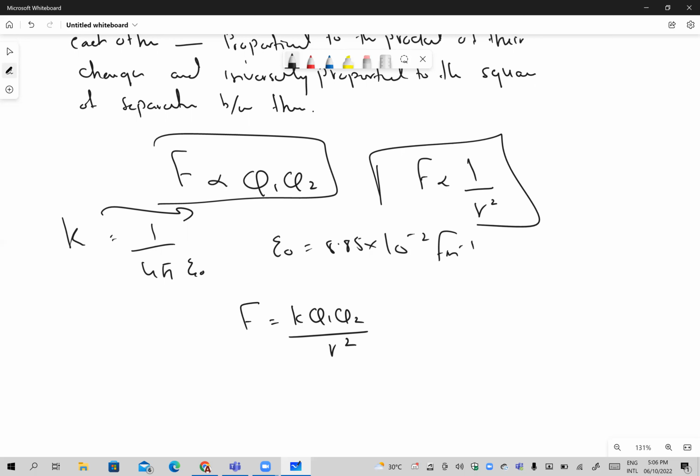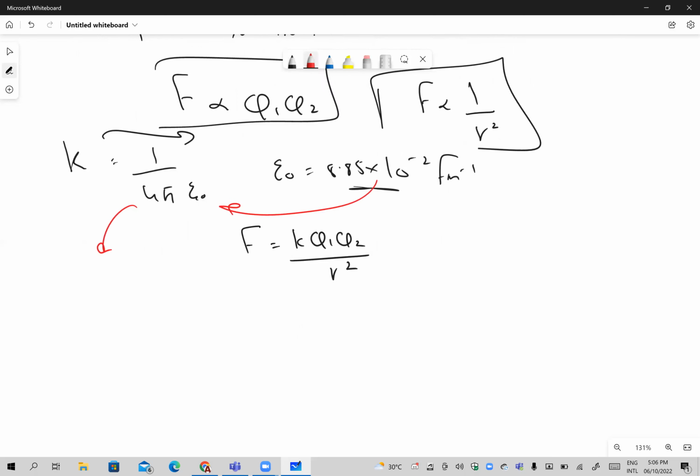If you apply this value of epsilon naught into this formula, you get a resulting value of K, which I'm just going to write here for you. You can simply use this value instead of the expanded formula for K: 8.99 times 10 raised to the power of 9. So this is the value of K.